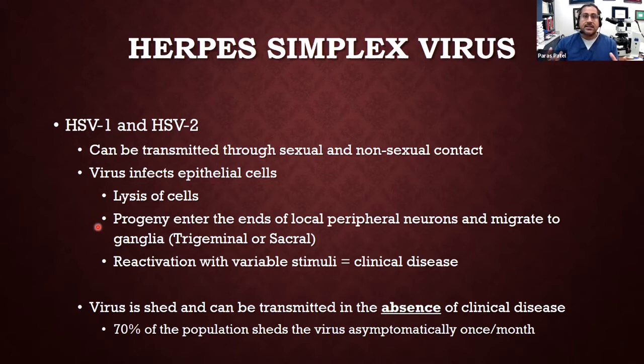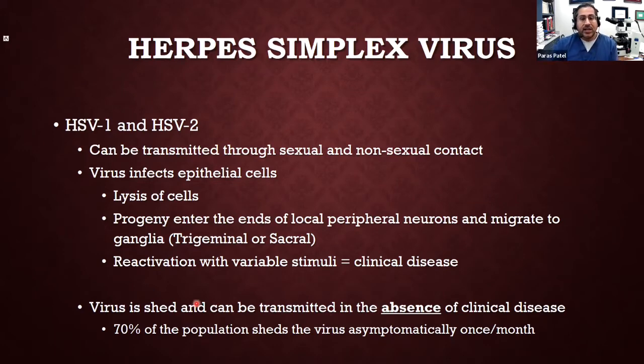The virus infects these epithelial cells, then it travels up the nerve and establishes latency in our neural ganglia. And then it has reactivation later in life with variable stimuli that can produce the disease again later.